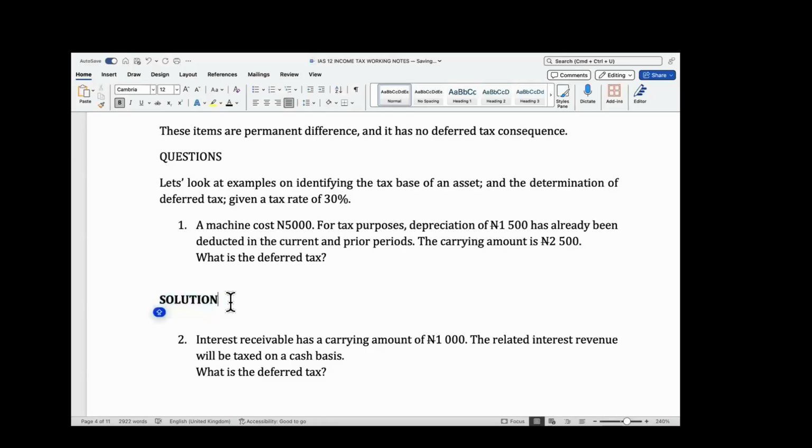Good questions. Let's look at examples on identifying the deferred tax. A machine costs 5,000 naira for tax purposes. Depreciation of 1,500 naira has already been deducted in the current and prior periods. The carrying amount is 2,500 naira. What is the deferred tax?